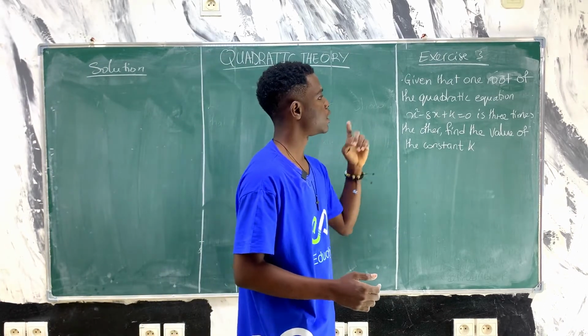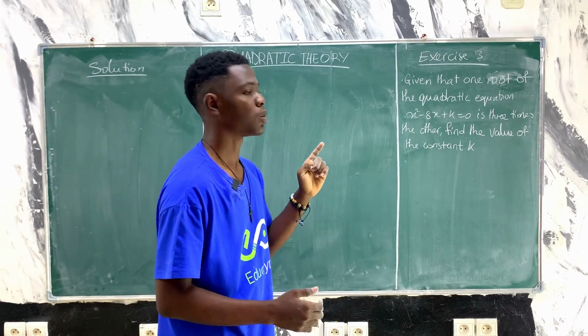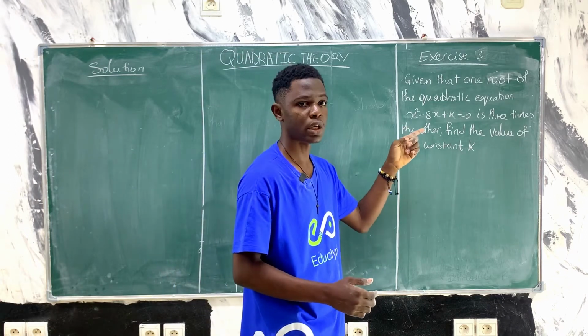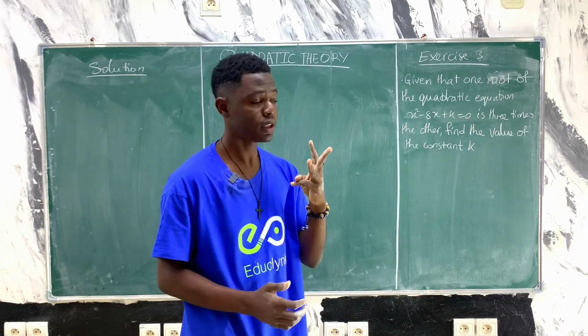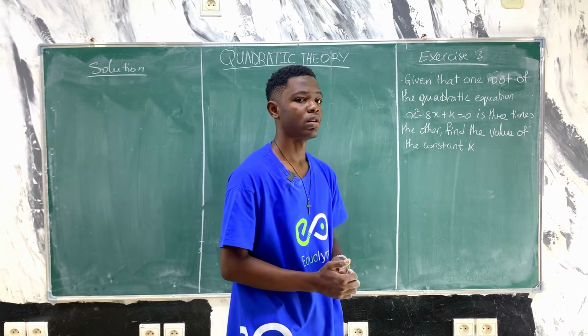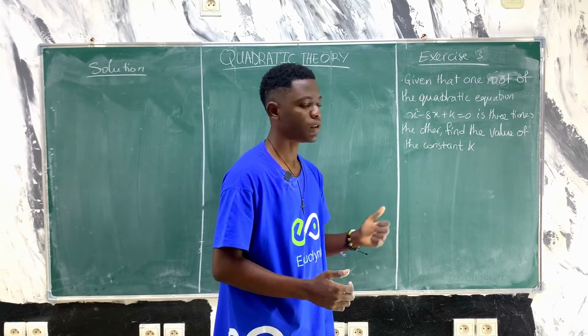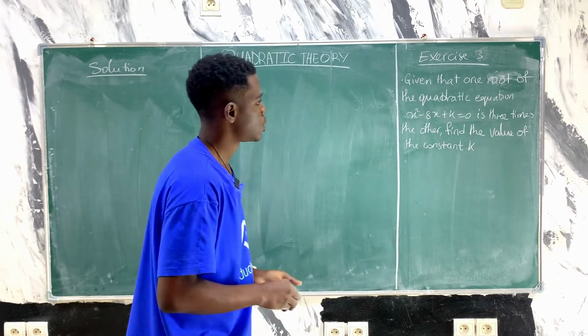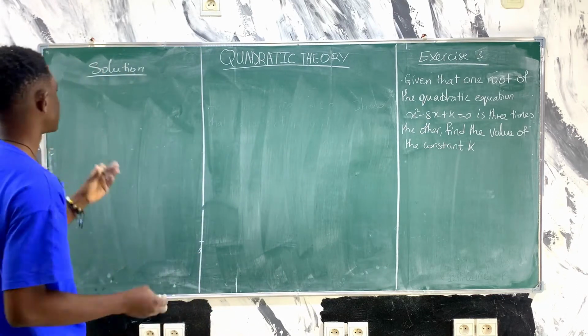So the question goes by, given that one root of the quadratic equation x squared minus 8x plus k is equal to 0 is 3 times the other, find the value of the constant k. So they told us that one root is 3 times the other. Let's copy back the equation.